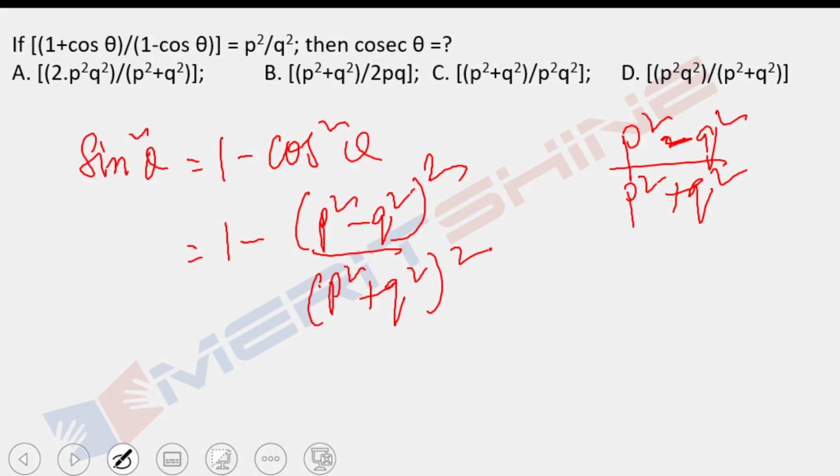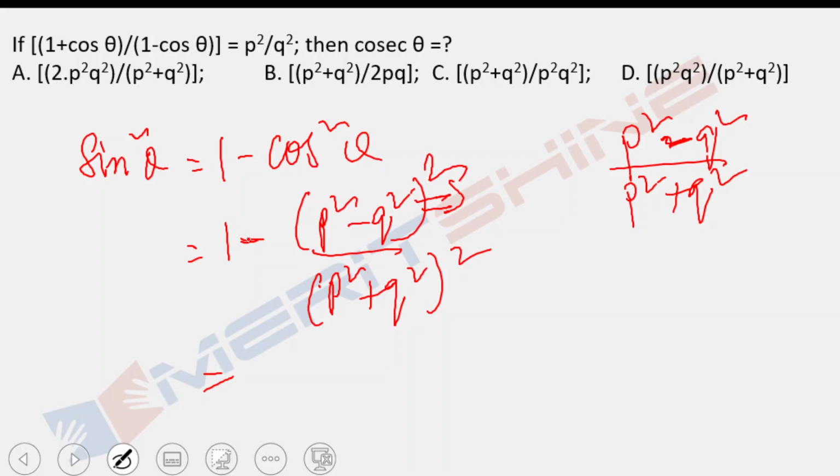If I take an LCM and do this, I get P square plus Q square whole square minus P square minus Q square whole square. I know all the P to the power 4 and Q to the power 4 terms would cancel, and what I will get is 2P square Q square, and here 2P square Q square.